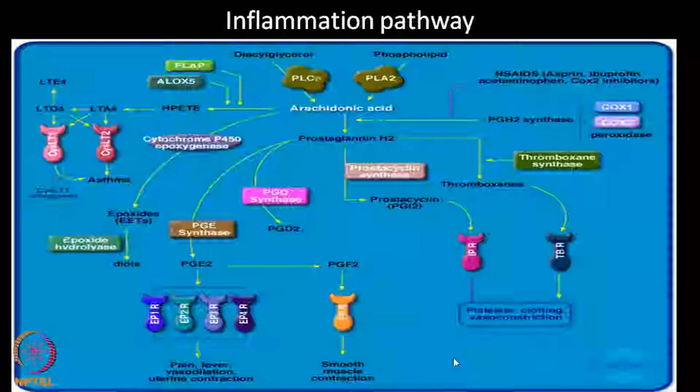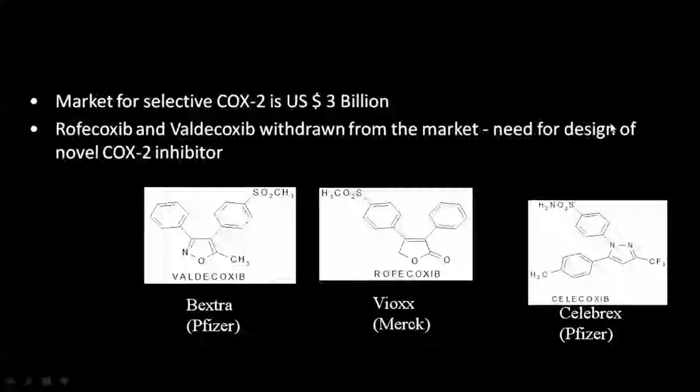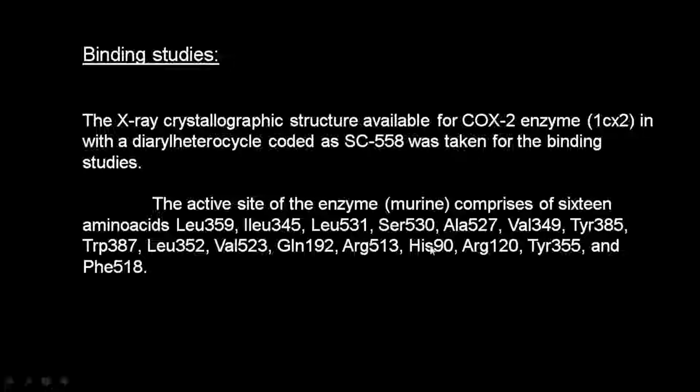So let's go to this inflammatory pathway. We have the arachidonic acid produced, which gets converted to prostaglandin H2 by the COX-1 and COX-2 enzymes. The arachidonic acid is also converted to the leukotrienes by the lipoxygenase enzyme. There are drugs which are very specific towards COX-2 which are in the market, like valdecoxib, rofecoxib, celecoxib. So we can download the crystal structure of the COX-2 enzyme.